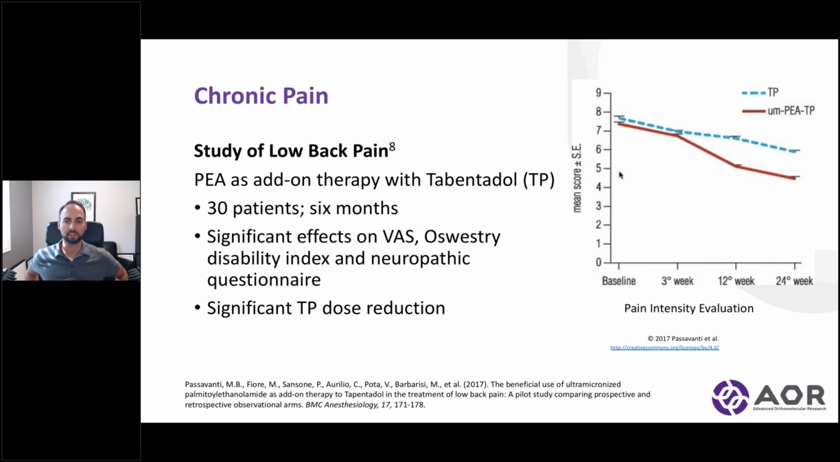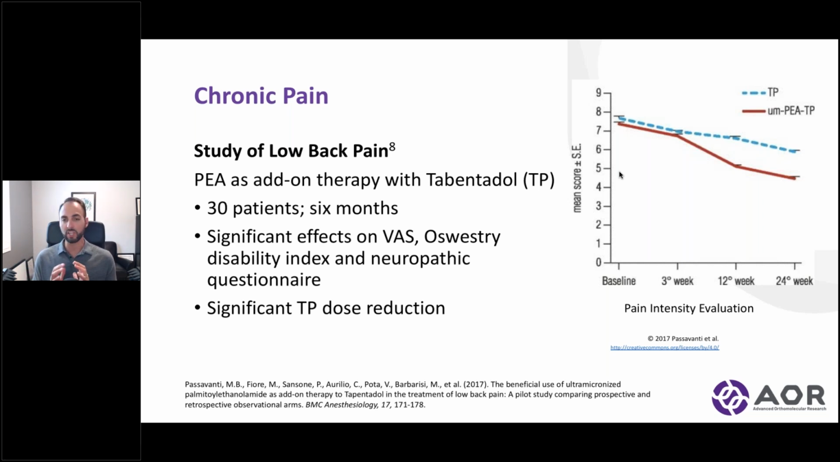So let's look at some of the studies, and I don't have time to go through all 15 plus studies on chronic pain. There's some worth noting. This particular study was looking at PEA as an add-on therapy to an opioid, and here it's referred to as Tabantol. And you can see here, after 3 weeks, the pain score starts to decrease in the PEA group in combination with this opioid.